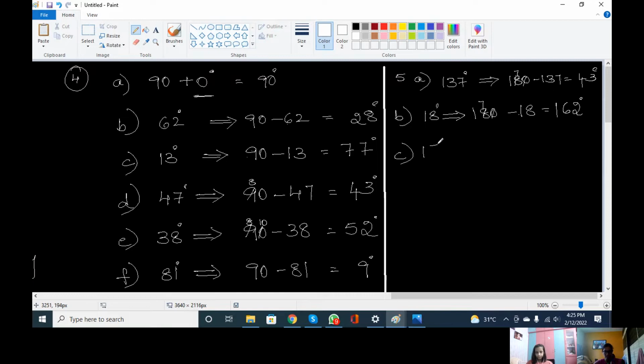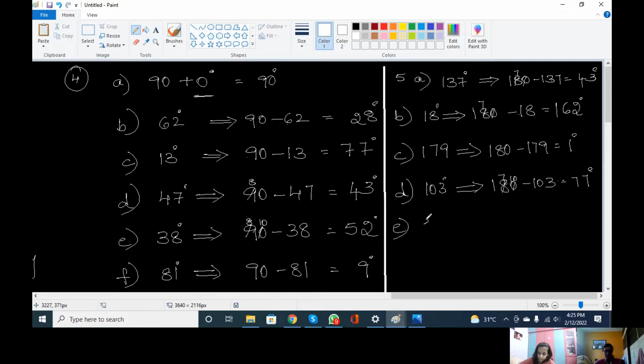And the C bit, 179. We know for 179 we need to add just 1 to make it 180, isn't it? Yes. So 1 degree is the supplementary. And the D, 103 degrees. So 180 minus 103. You need to borrow, this becomes 7. So 10 minus 3 is 7. 7 minus 0 is 7. 1 minus 1 is 0. So 77 degrees.